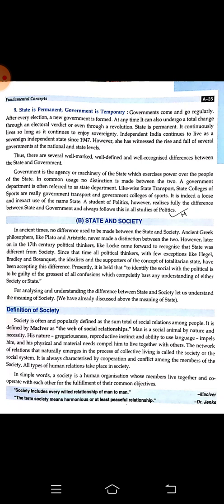Thus, there are several well marked, well defined, and well recognized differences between the state and the government. Hopefully, you understood the difference between a state and a government.